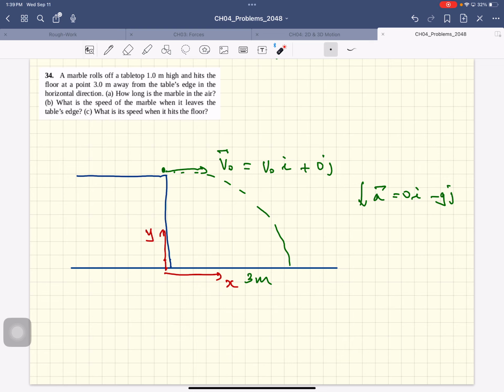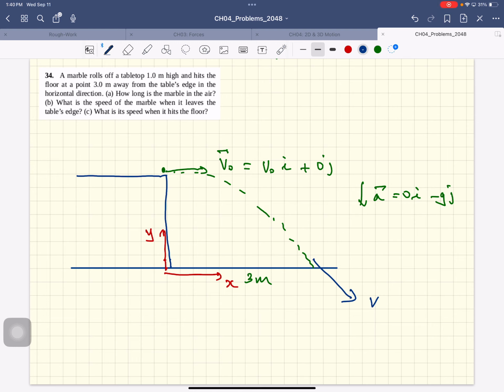So from this information we need to surmise the initial speed. What is the speed of the marble when it leaves the edge, and what is the speed when it hits the floor? What is this asking for? See, there's the trajectory, and the velocity is tangent to the trajectory. That's the final velocity, and speed is the magnitude of that velocity.